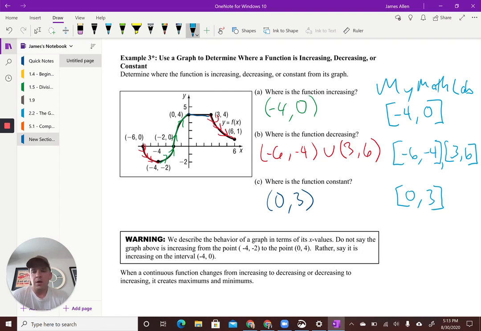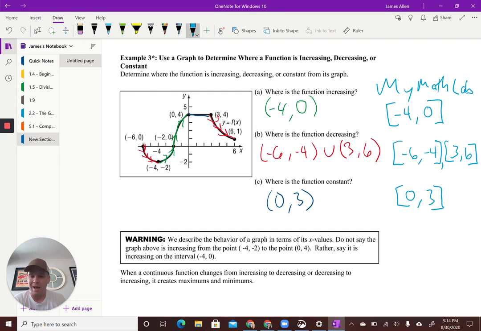Okay, so down here, the warning. I think we should take a look at that since it says warning. Very important. We describe the behavior of a graph in terms of its x values. We do not say the graph is increasing from the point -4, 2 to the point 0, 4, rather increasing on the interval -4, 0. When we're talking about increasing and decreasing, we're talking about our function values, our y values. It's up and down, and we're saying when does that happen, from left to right. So when we're talking about our intervals, these are x values, because the increasing and decreasing is talking about the y values, the function values.